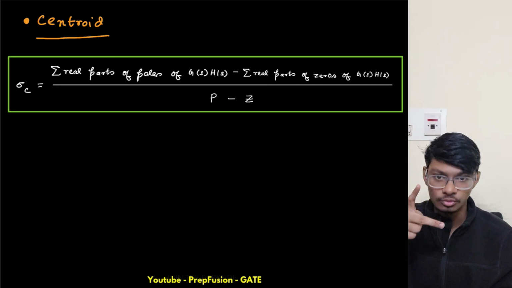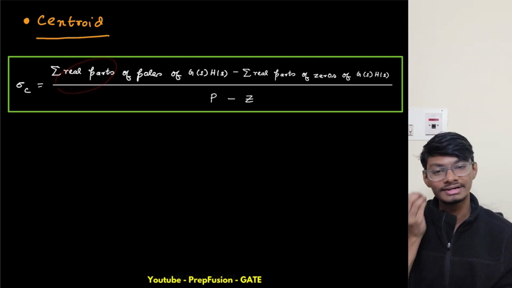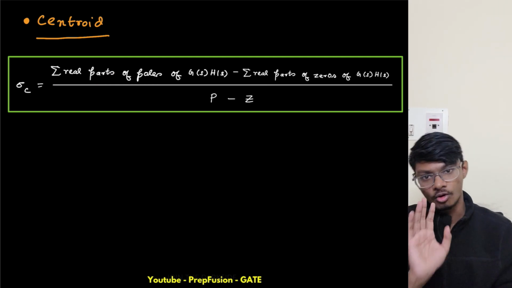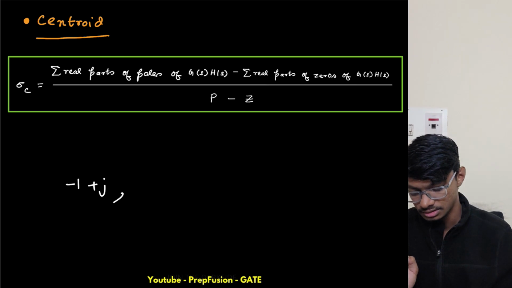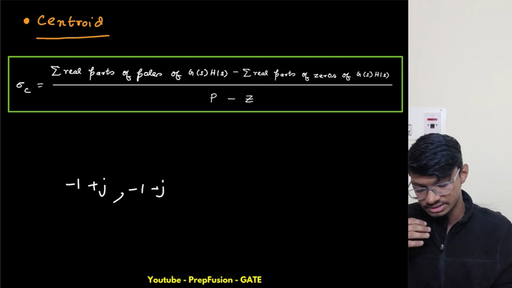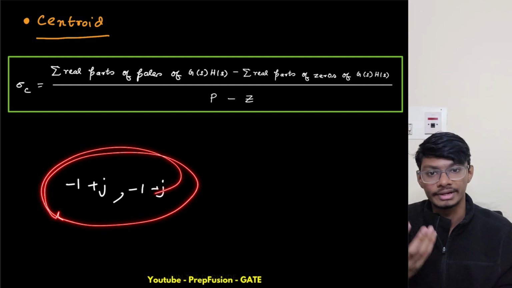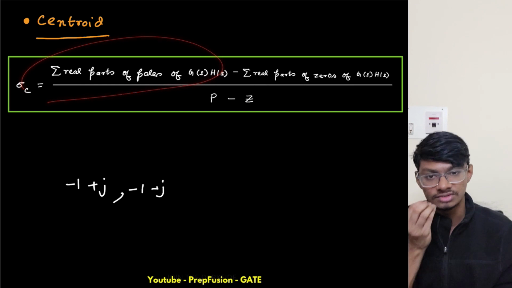If I have complex poles, what will happen? What will happen even if you don't write this real part? It doesn't matter, because let's say I have complex poles of -1 plus j and -1 minus j. They will always come in complex conjugate format. Now if I add these two up, what do I get? I will get the real component. So that is what this is telling.